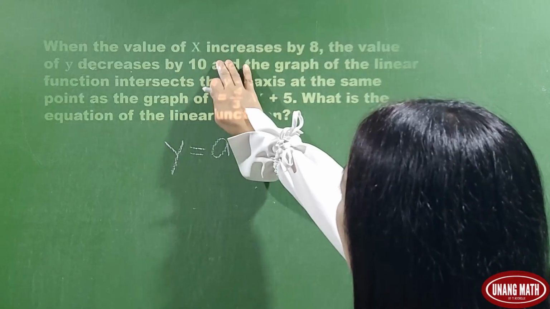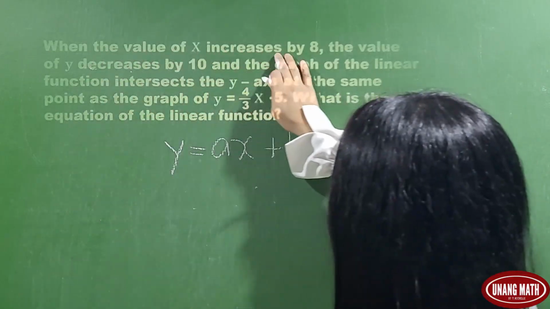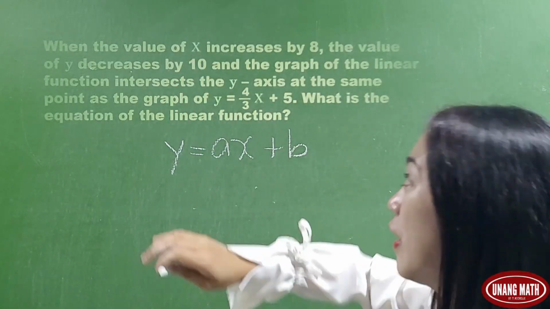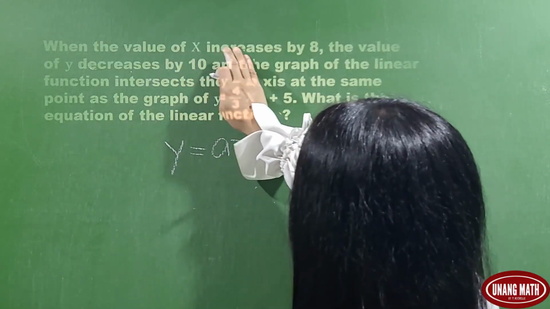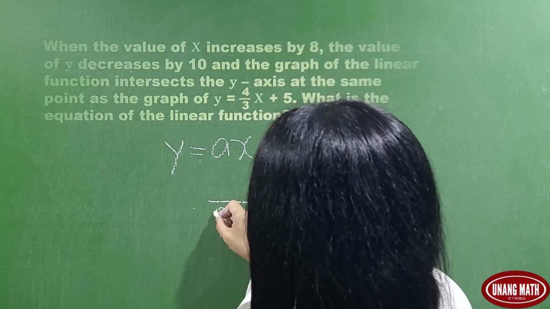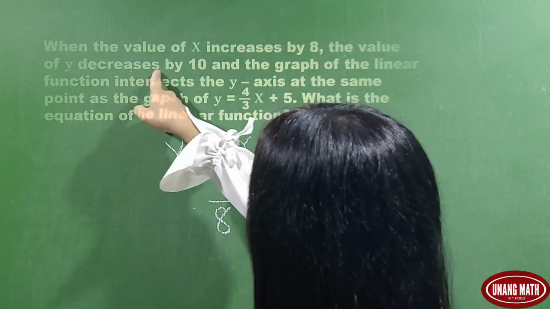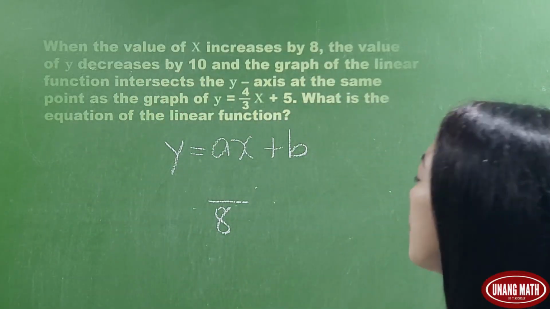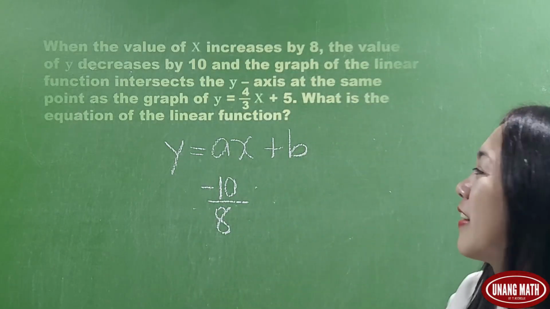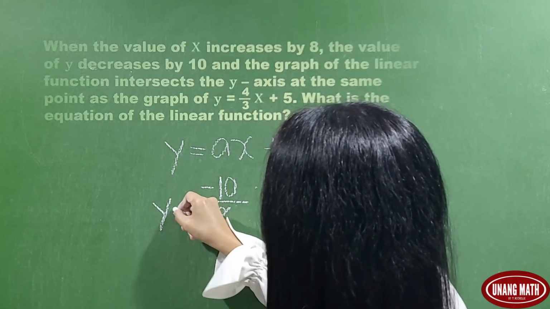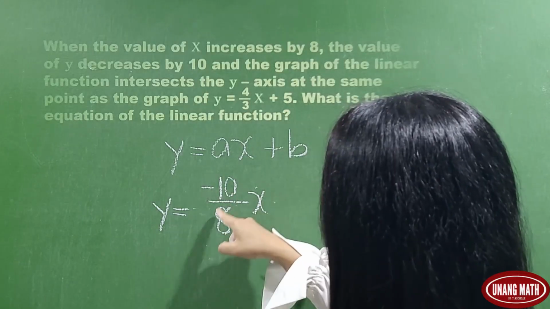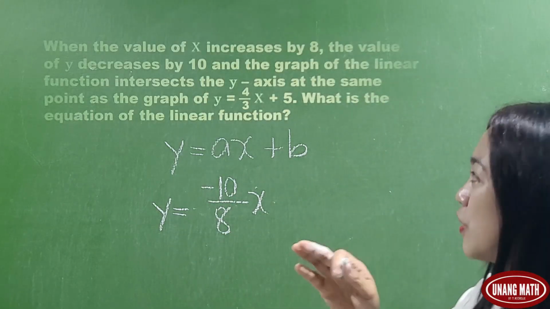Okay, in the first sentence, when the value of x increases by 8, the value of y decreases by 10. That is our slope. So the value of x increases by 8, so it means our denominator is 8. The value of y decreases by 10, so it means our numerator is negative 10. So we have y is equal to negative 10 over 8x. So negative 10 over 8 is our slope.